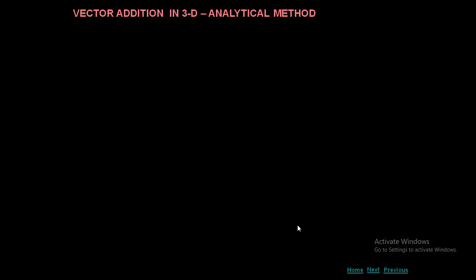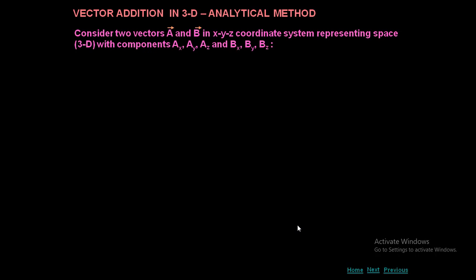Vector addition in 3-dimension, analytical method. Consider two vectors A bar and B bar in the x, y, z coordinate system representing space, with components Ax, Ay, Az, the components of A bar along 3-dimension, and Bx, By, Bz, the components of B bar along 3-dimension. So A bar is equal to Ax i cap plus Ay j cap plus Az k cap, and B bar equal to Bx i cap plus By j cap plus Bz k cap.